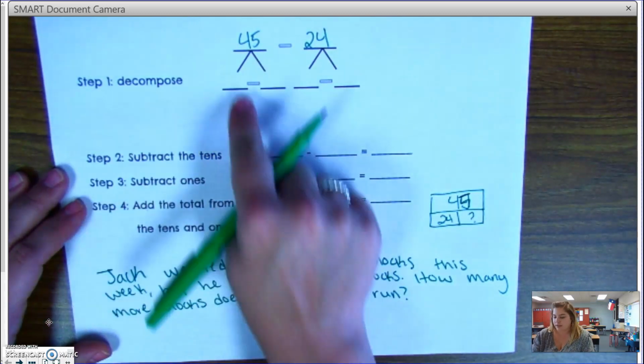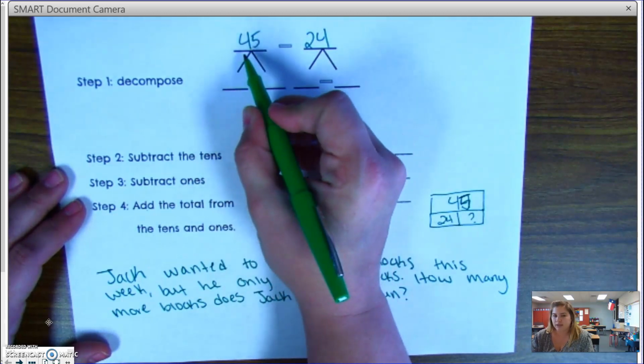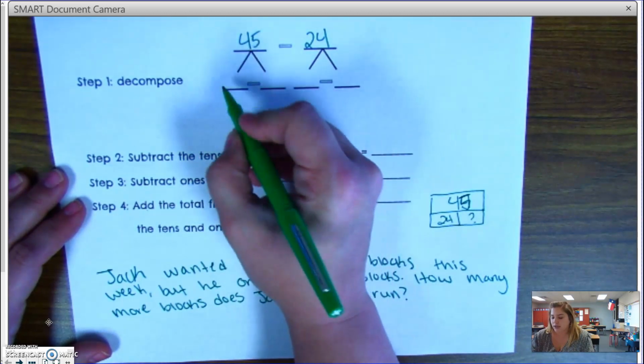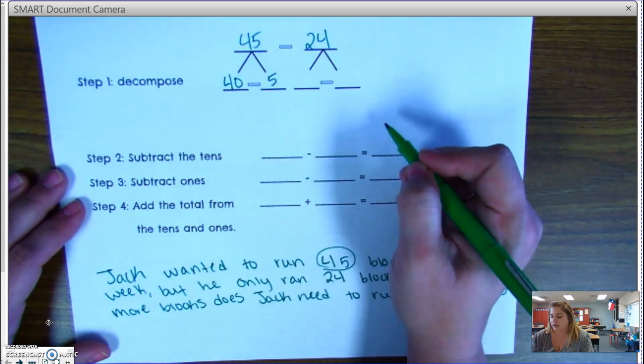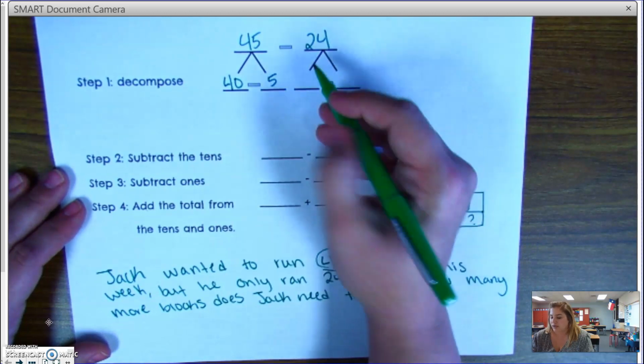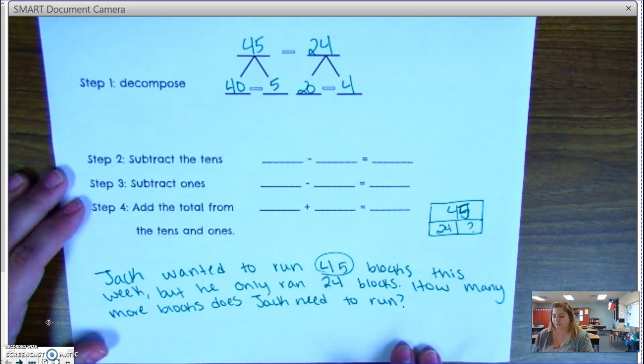My first step is going to be to decompose each number into tens and ones. So 45 has 4 tens for a value of 40 and 5 ones. And 24 has 2 tens for a value of 20 and 4 ones.